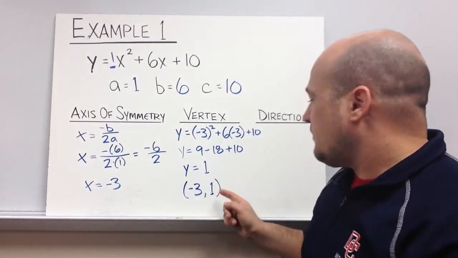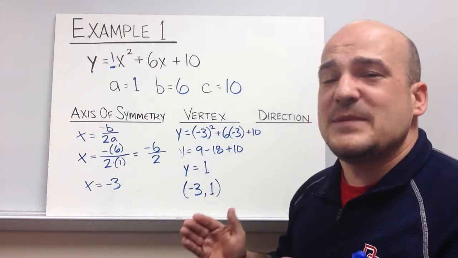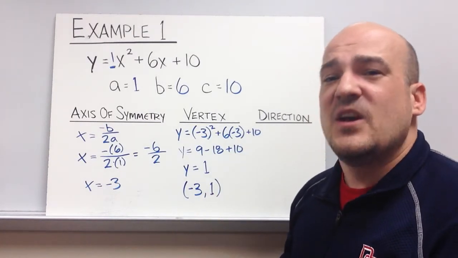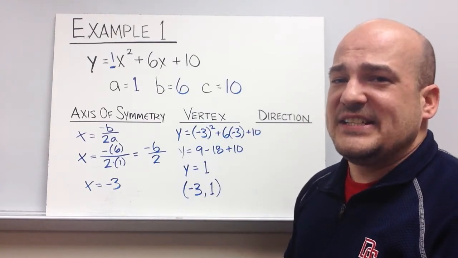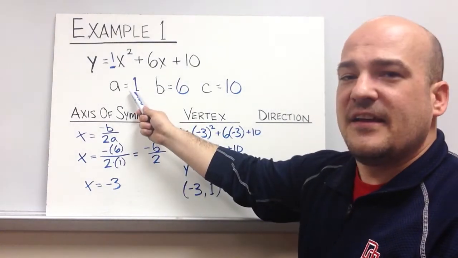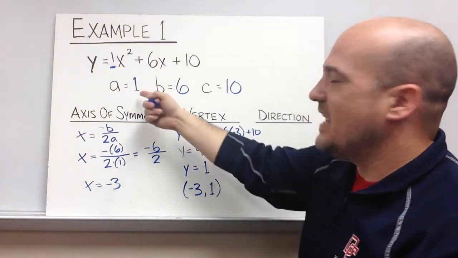All right? And then finally, the last thing that I want to know is the direction. Is this parabola going to make a smiley face, or is it going to make a frown face? Okay? And this is really easy. All you have to do is look at your A. If it's positive, then smile. If it's negative, it would be a frown.